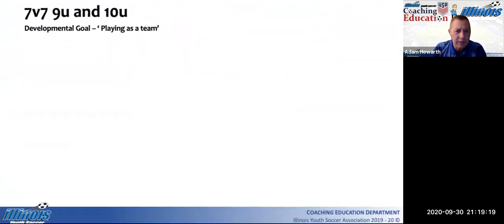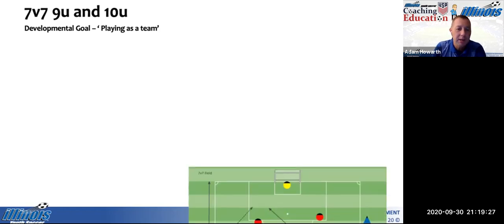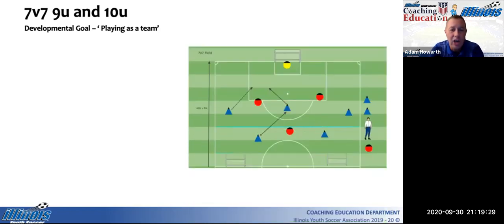Looking at 9U and 10U, that 7v7 group, now we're starting to put them together in a team. As they play within a team, you can see how we can structure it. All of the activities that I'm showing you are going towards a goal of some type. It could be an end zone. There's direction to everything that we try to do, and so it makes it game-like. That's really the key, trying to make it as game-like as possible.